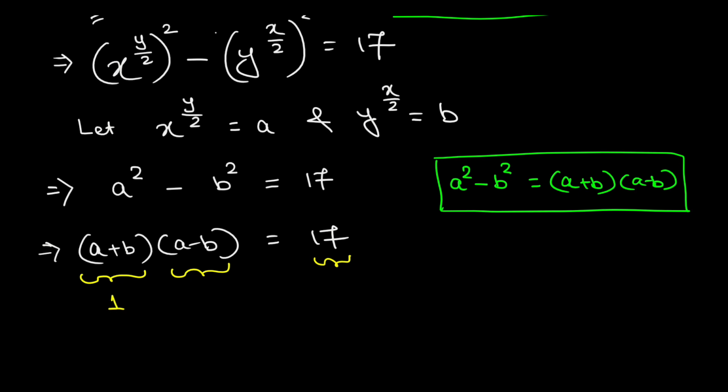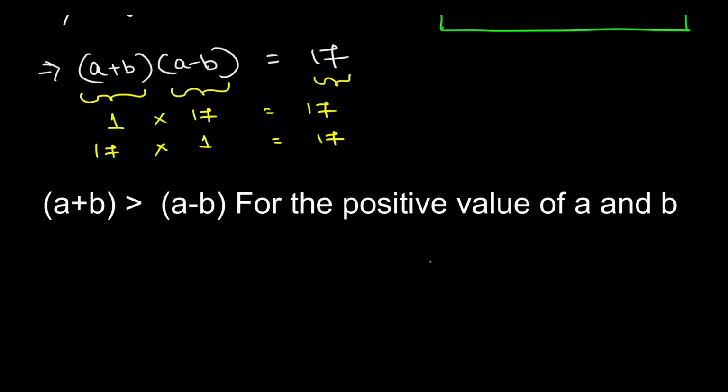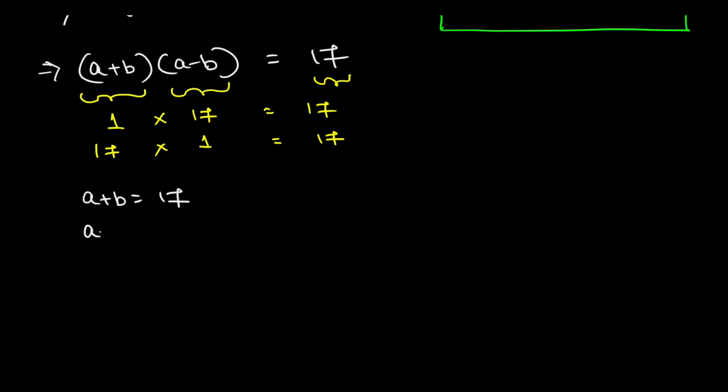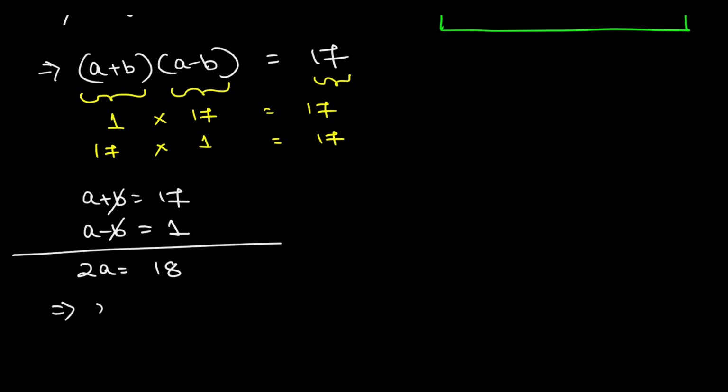Either a plus b is equal to 1, which is multiplied with a minus b equal to 17, then the multiplication is 17, or a plus b is equal to 17, which is multiplied with a minus b equal to 1, and the multiplication will be 17. Hence we can write this as a plus b is equal to 17 and a minus b is equal to 1. Adding these two, plus b minus b will cancel out, then 2a is equal to 18 and hence a is equal to 18 divided by 2, that is 9.